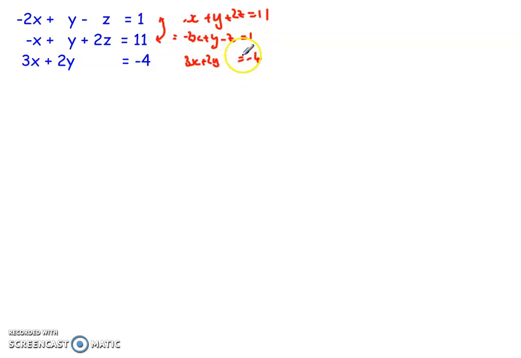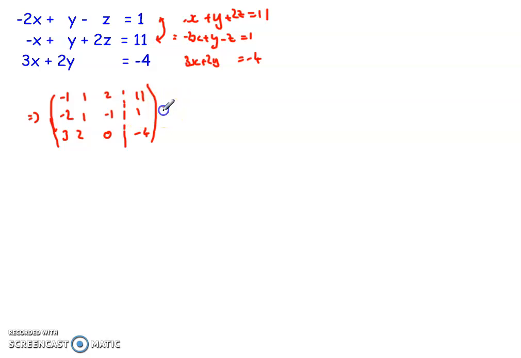So now put it in an augmented matrix. What I'll end up getting, based on this one, remember, it's negative 1, 1, 2, 11. I'll have negative 2, 1, negative 1, 1. And then my bottom row will give me 3, 2. Now there'll be a 0 in the z column because I've no z's. And then negative 4. Now that I've got my augmented matrix, I begin my row operations.